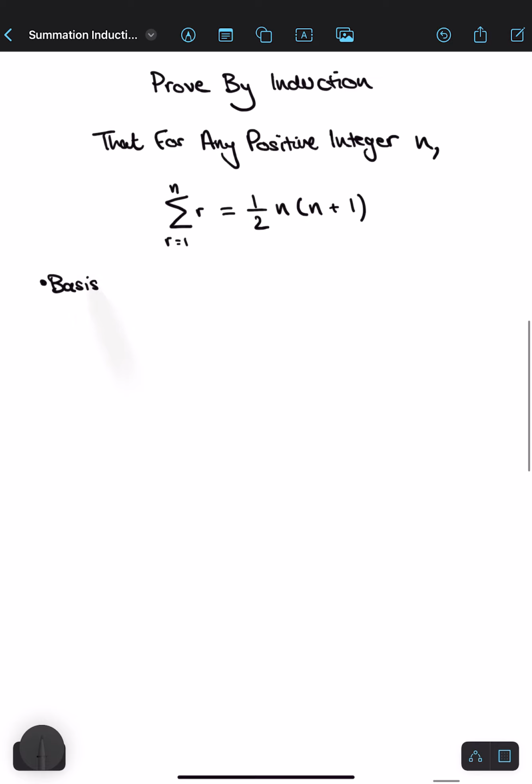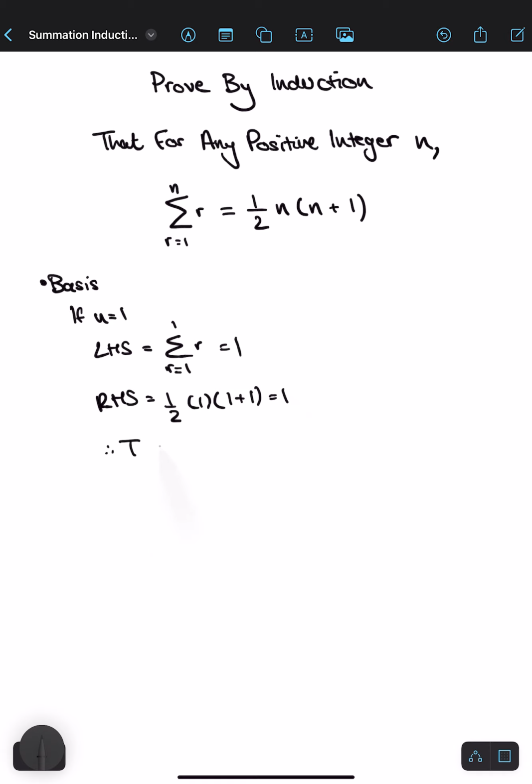Step 1, the basis. So if n equals 1, you need to show that this is true. So the left-hand side would be the sum from r equals 1 of r up to 1, and that's just equal to 1. The right-hand side would be equal to a half times 1 times 1 plus 1. 1 plus 1 is 2, half of 2 is 1. Therefore, it is true for n equals 1 because the left-hand side equals the right-hand side.